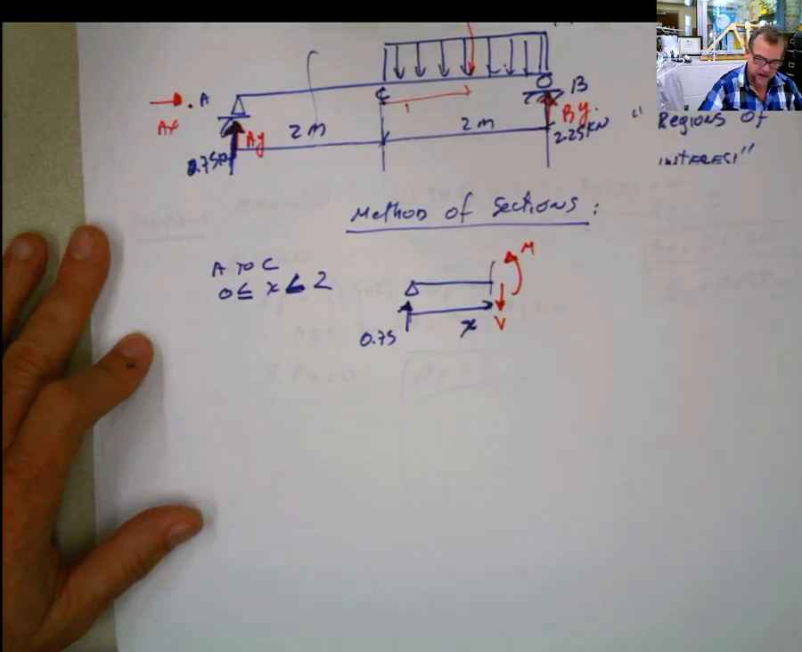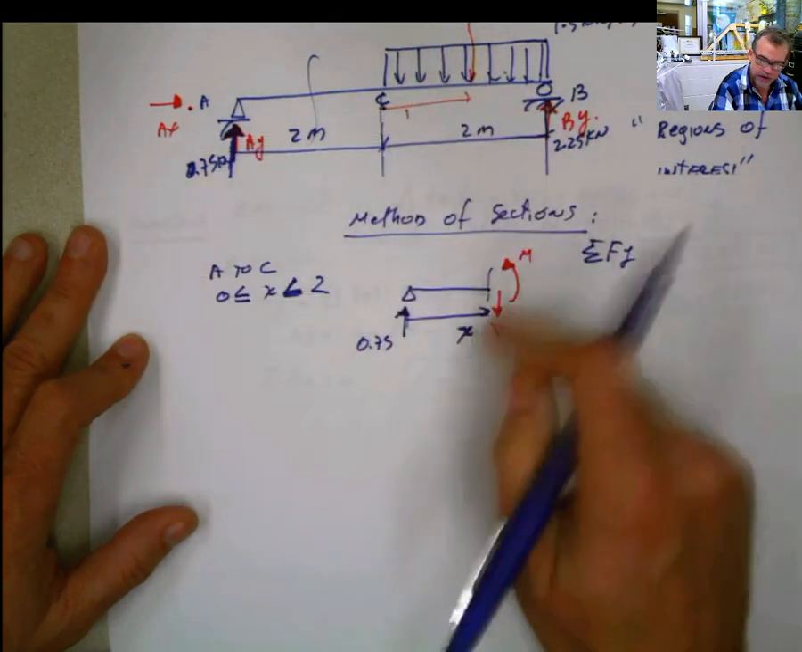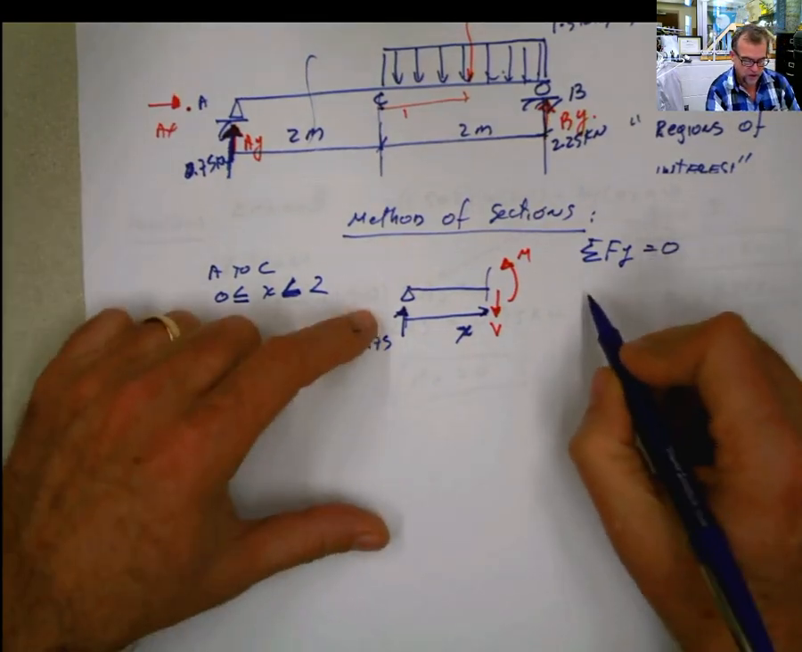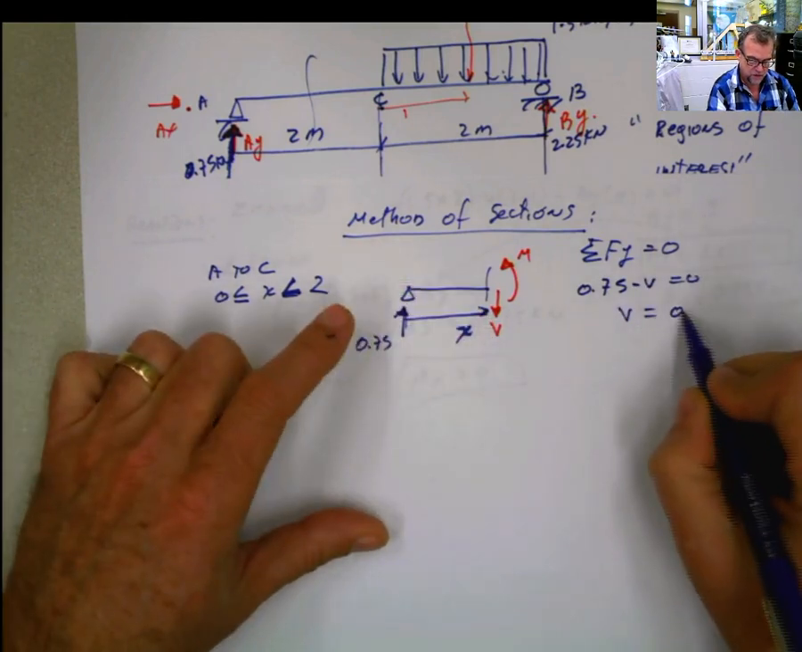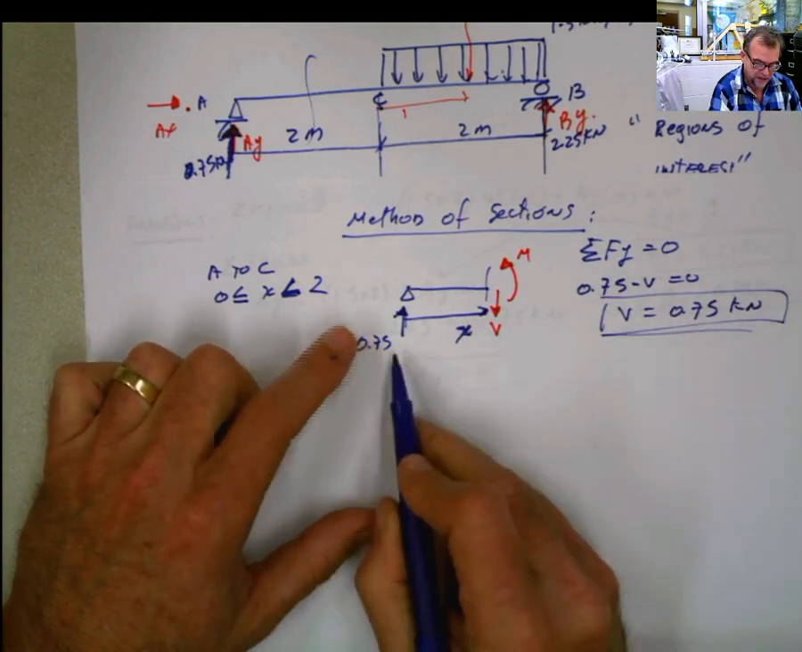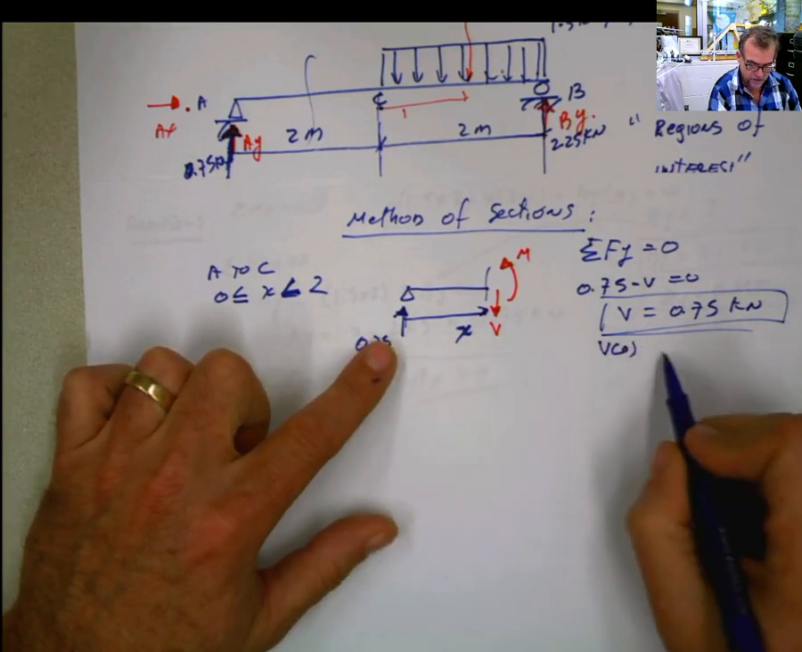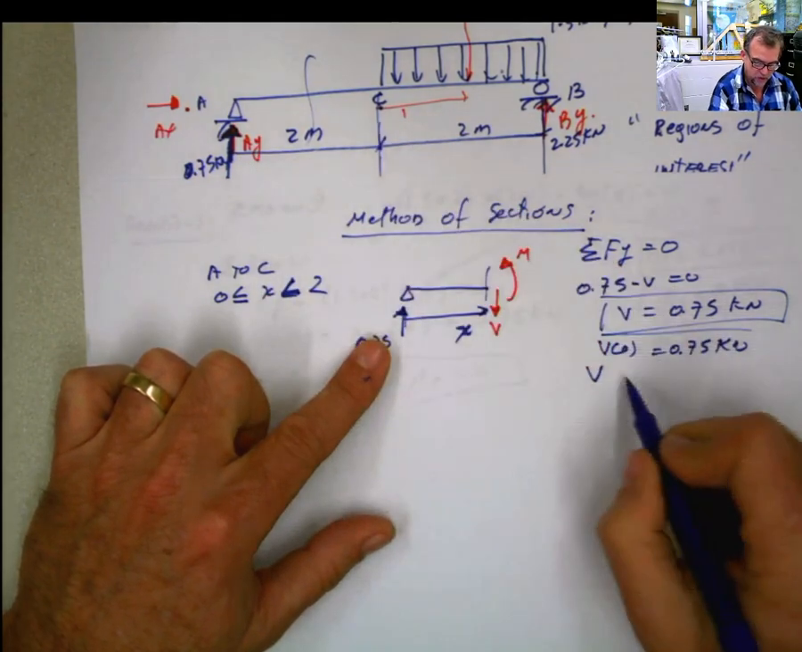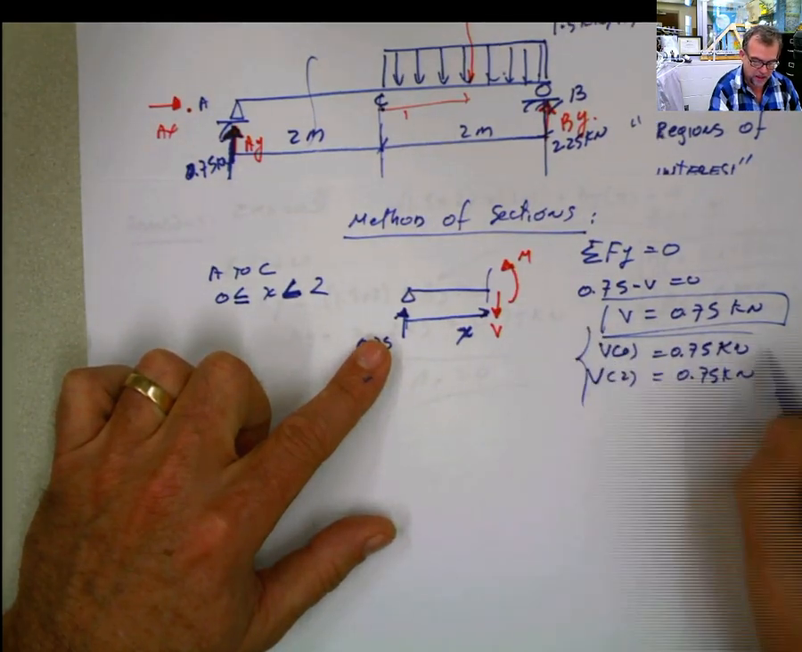Once you have that, you say summation of forces in Y. Remember, if the beam is in equilibrium, every portion of the beam should be in equilibrium. Summation of forces in Y equals 0. So you have 0.75 minus V equals 0. V equals 0.75 kilonewton. That means that at the beginning, for V, when x equals 0, V is 0.75. And at the end of the span, 2, V is also 0.75. It doesn't change, it's a constant, you see?